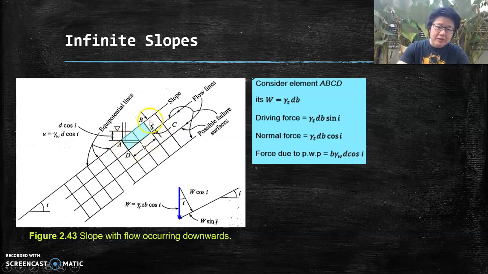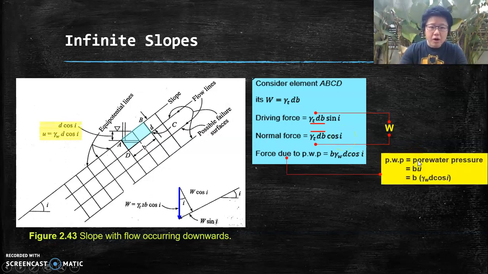Alright, and this ABCD rectangle has a dimension of b multiplied by d. Got it? Okay. So now, first and foremost, we need to know what is the soil weight of the element ABCD. So there's W there, and the driving force. Remember, the driving force is at the base here, W sine i. W is gamma b d, and the normal force acting down here is your W cosine i. Remember, this is about water seepage, so the pore water pressure is going to be bad, adding on to the forces pushing the soil down.